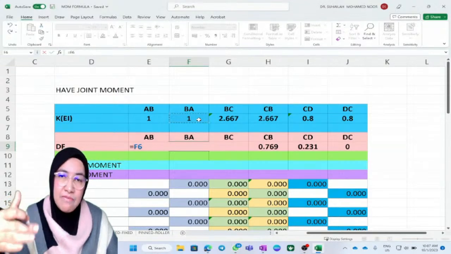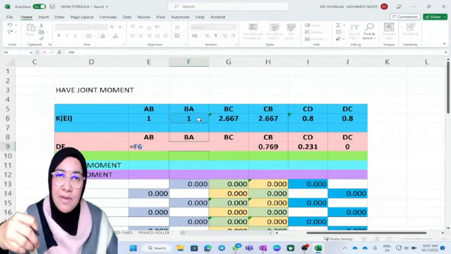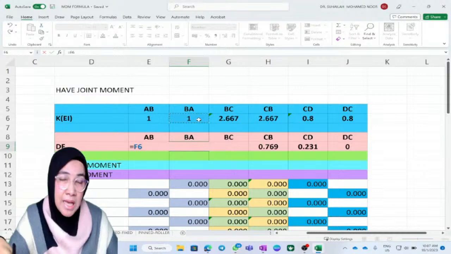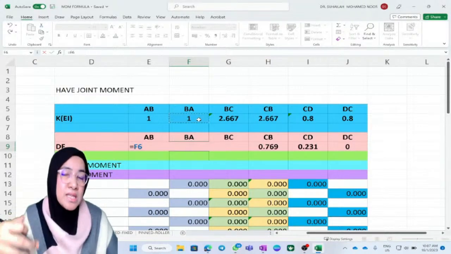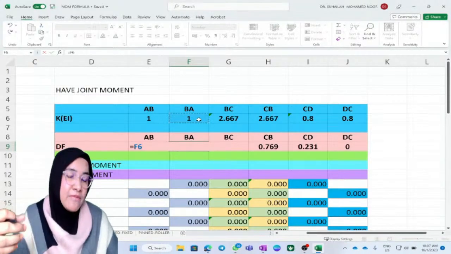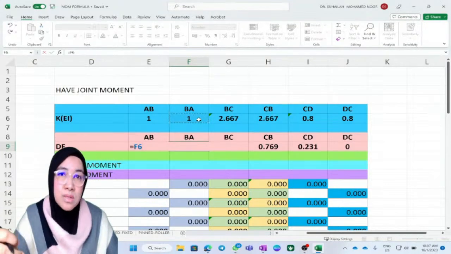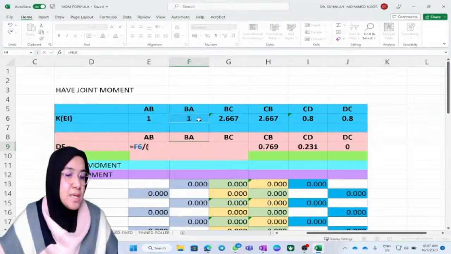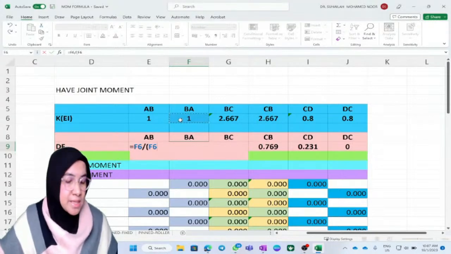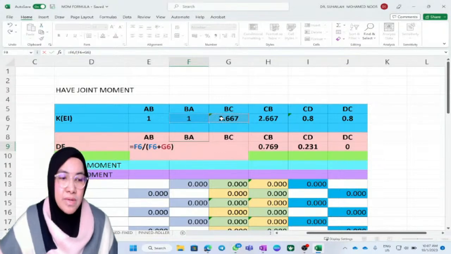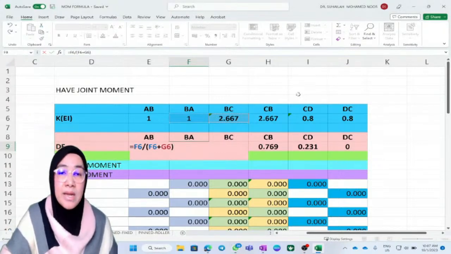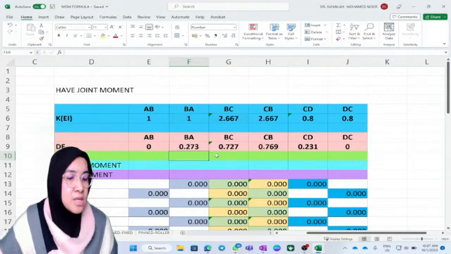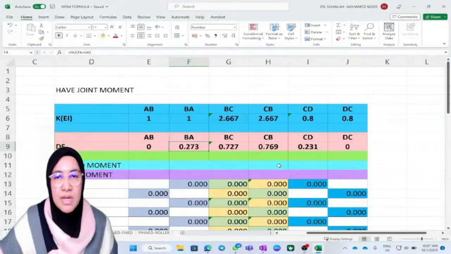Member stiffness divided by joint stiffness. DF is K divided by total K. Total K means joint stiffness. So we have to divide by the total of BA plus BC. Total BA plus BC is 1 plus 2.667, which is 3.667. 1 divided by 3.667, so we get 0.273.